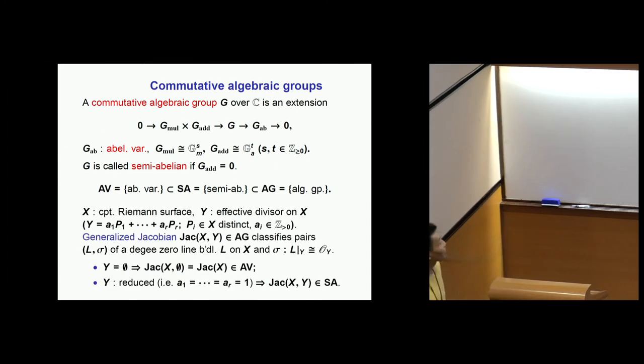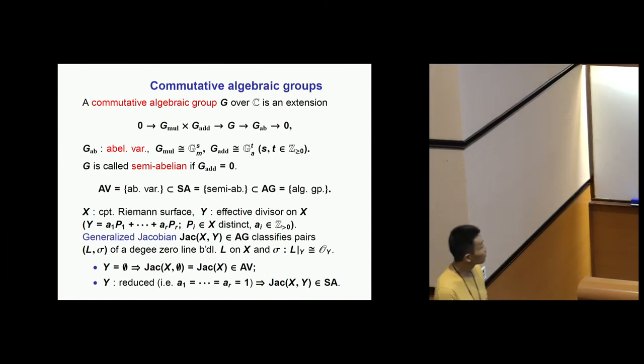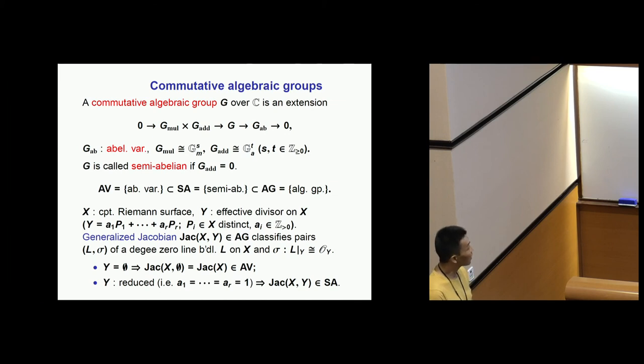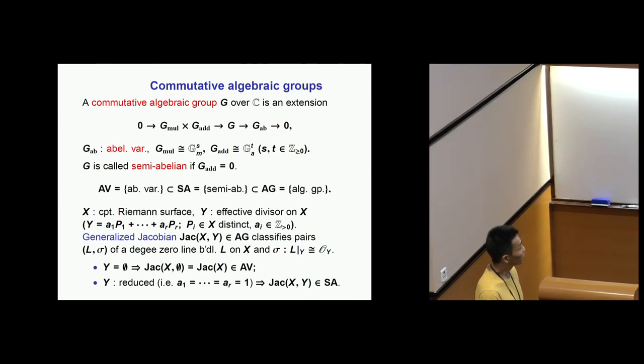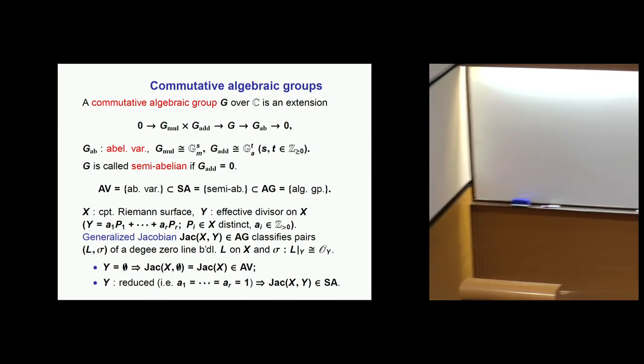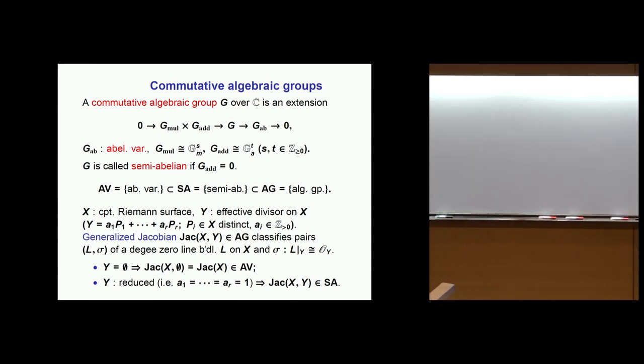But this is the first, most basic, and most important example of such commutative algebraic groups, which can be seen in the theory of algebraic curves. Let us take a compact, again connected, Riemann surface or algebraic curve X over C. If we take an effective divisor Y, then attached to such a pair X and Y we can attach a commutative algebraic group denoted by Jac(X,Y). There are several ways of characterizing this algebraic group. One way is that it classifies isomorphism classes of pairs of a line bundle of degree zero and a trivialization along Y.